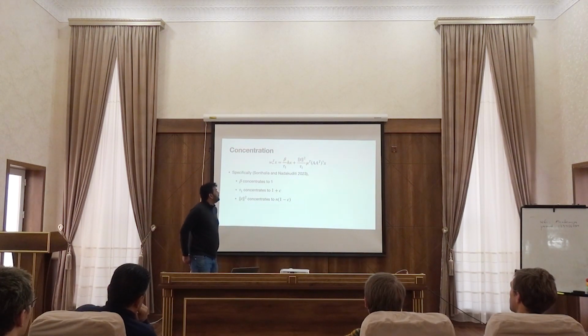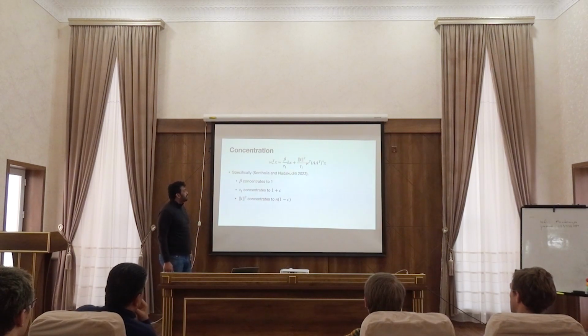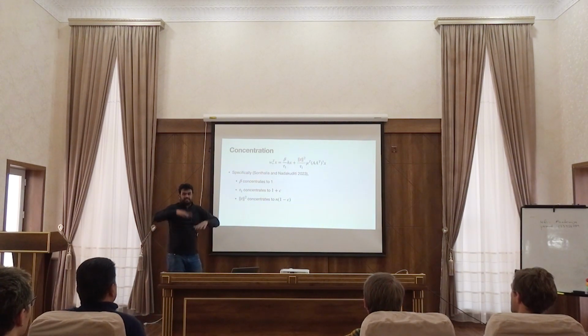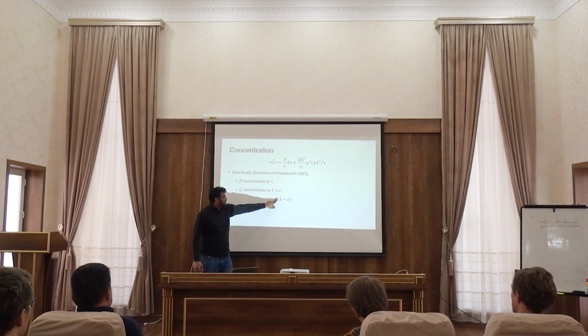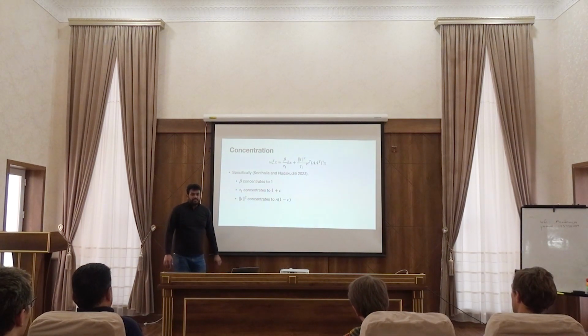Right, so let's try it out here. Specifically, if you look at my paper, we can show that beta concentrates to 1. You can show that tau 1 concentrates to 1 over c, where c is this ratio between d and n. The norm of d squared concentrates to 1 minus c, so the n shouldn't be there.